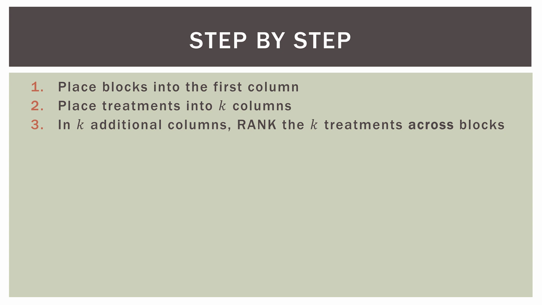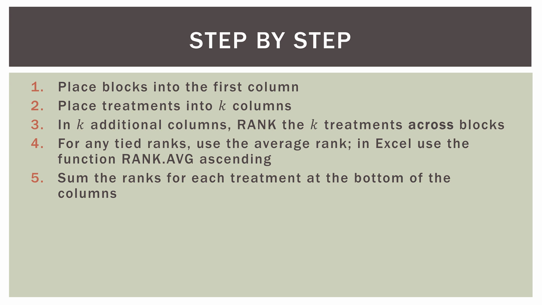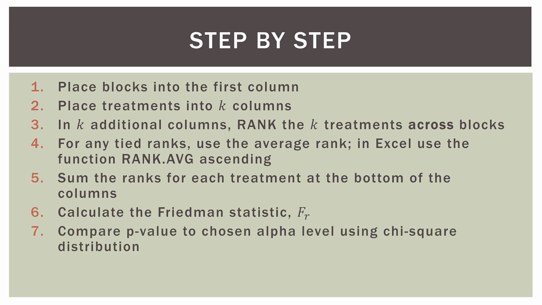This is where this is different, and I'll show you some visuals here to help. In the previous examples in non-parametric statistics, we are almost always ranking down the columns. But in this case, we are ranking across the blocks, and we'll see how that works. Now, for any tied ranks, we use the average rank. In Excel, we use the RANK.AVG ascending. We sum the ranks for each treatment at the bottom of the columns. We then calculate the Friedman statistic, which is F sub R. You might also see it as F sub T or something similar, depends on the book you're using. Then we compare the p-value to the chosen alpha level, which in most cases is 0.05, using the chi-square distribution.